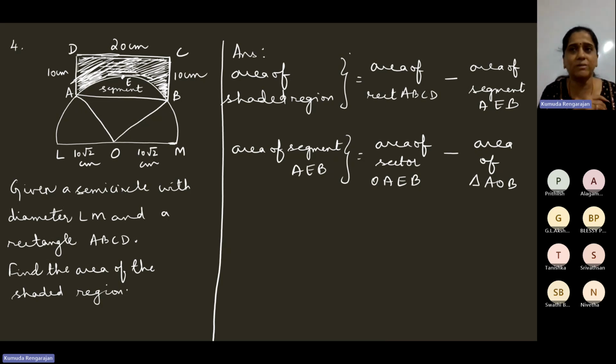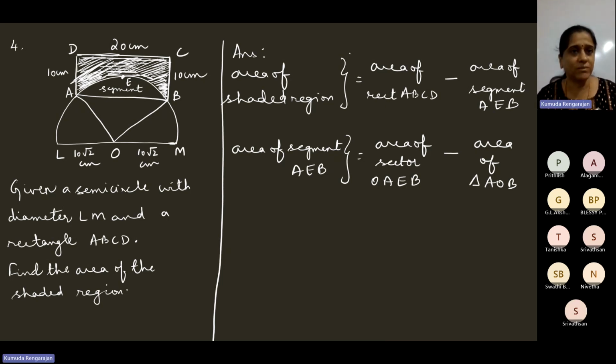Because what is the sector made up of? The sector has 2 pieces, triangle and segment. Triangle and segment together is a sector. So to find the area of the segment, find the area of the sector and take away the area of the triangle. We'll get the area of the segment. So now what to find first? We should find the area of the sector.